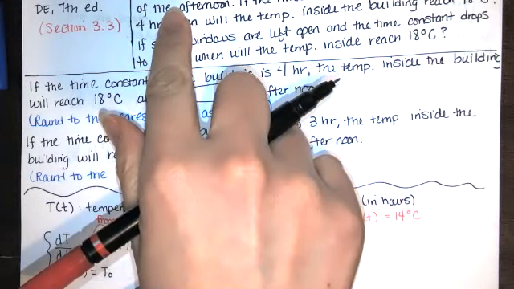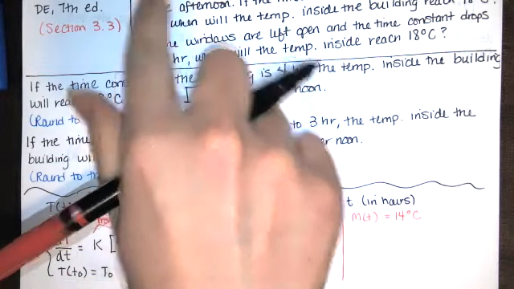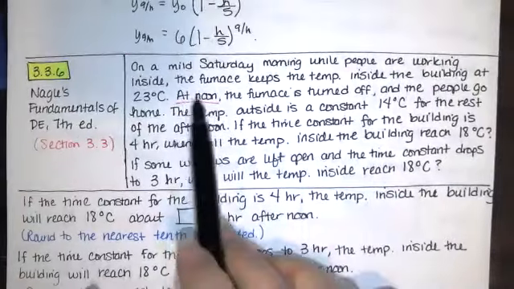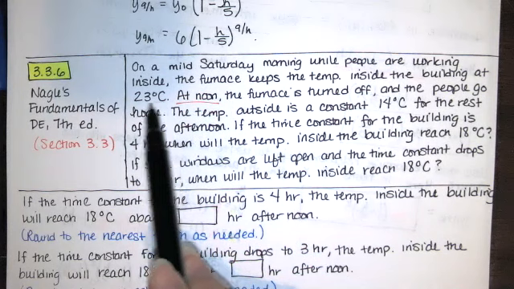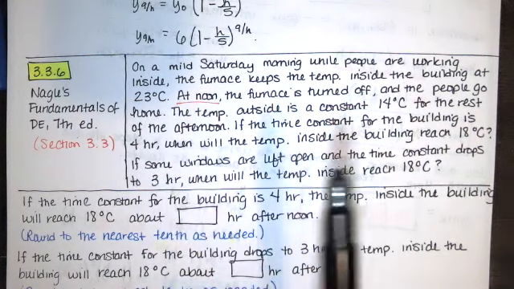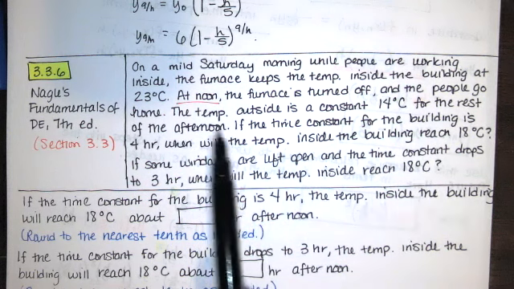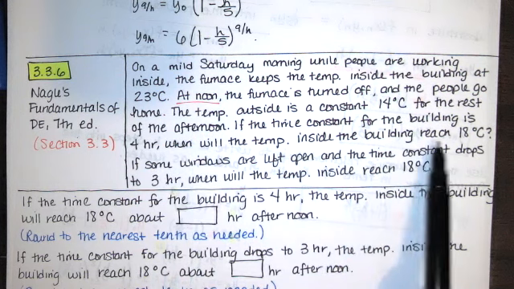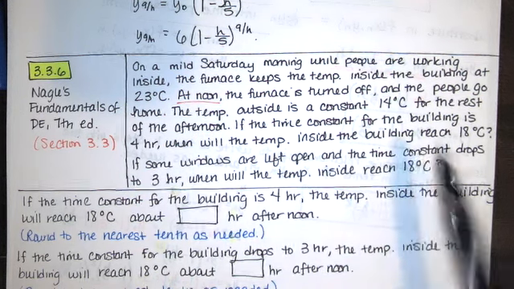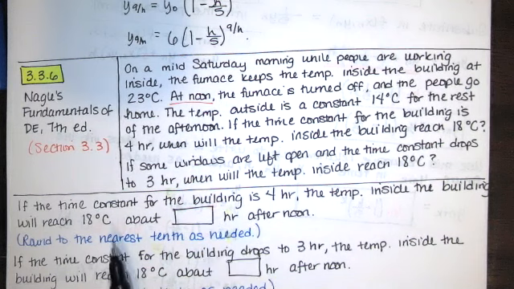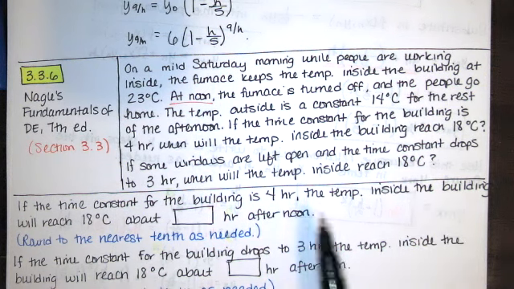Okay, and that the initial temperature, that's the temperature at noon. And we're thinking of, oh, I'm sorry, guys. I was working with this up here and you couldn't see it. We're thinking of noon as our starting time because of the problem statement down here. It says, if the time constant for the building is 4 hours, when will the temperature inside the building reach 18 degrees Celsius? You might say, relative to what time? This part of the problem statement tells us it's relative to noon. It says, if the time constant for the building is 4 hours, the temperature inside the building will reach 18 degrees Celsius at about blank hours after noon.